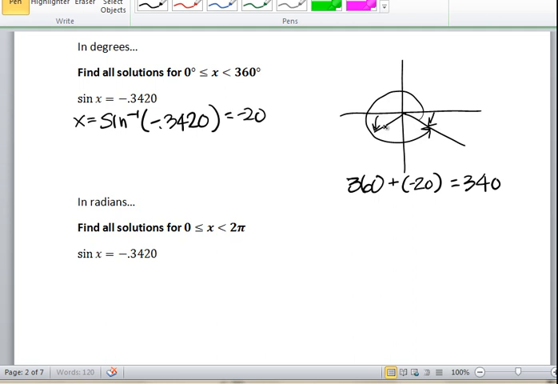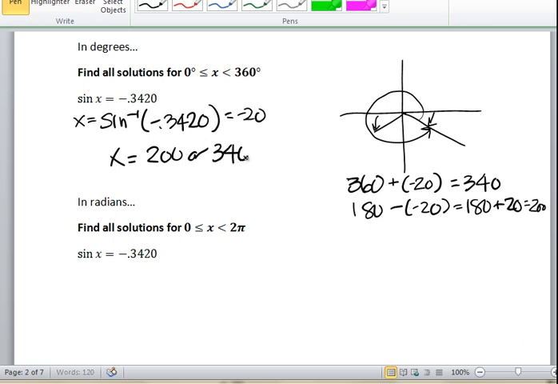Well, how do I get this one? Isn't that 180 minus a negative 20, which is the same thing as 180 plus 20, which is 200. So my x is equal to 200 or 340.